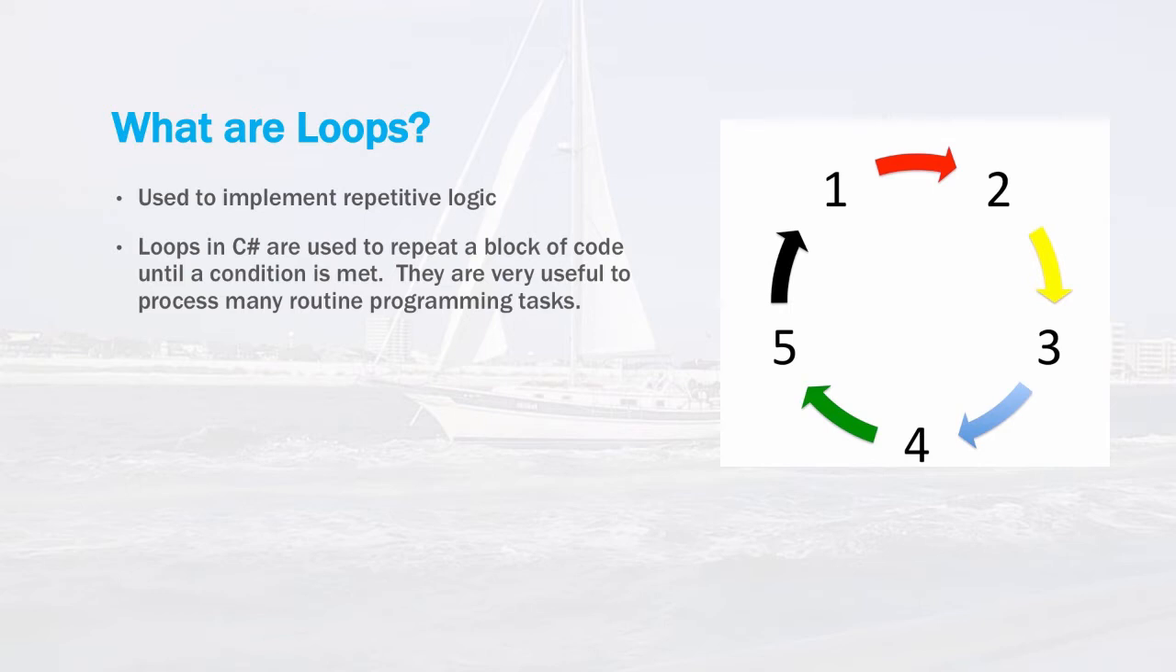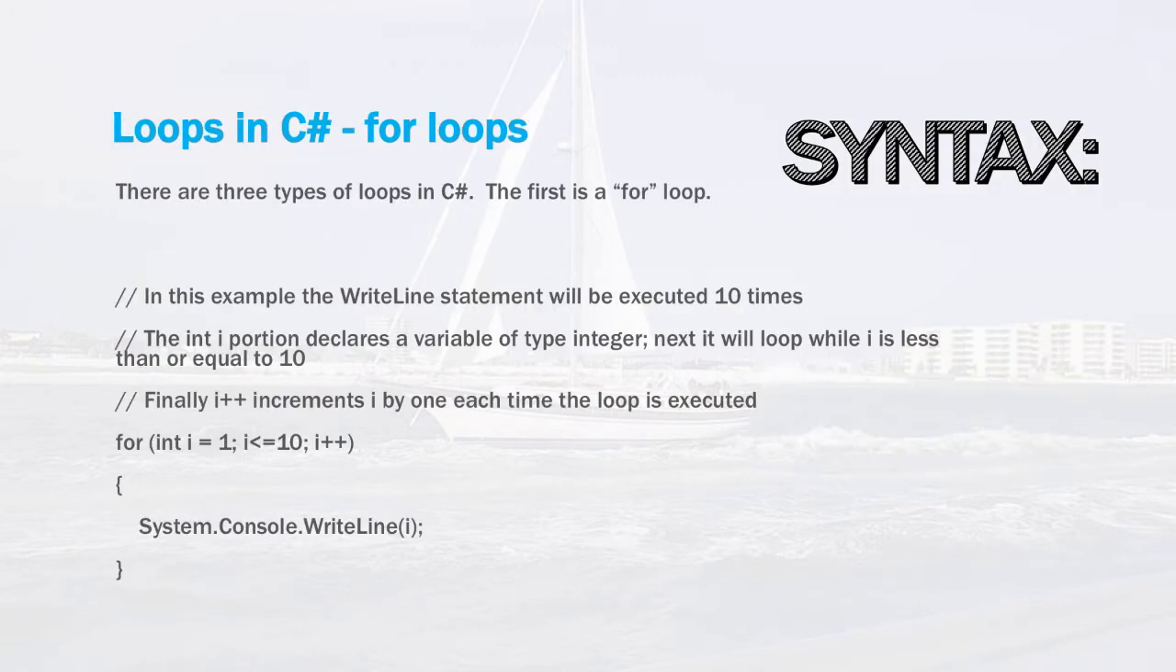There are three different types of loops in C#, so let's look at each one of those and the syntax for those. The first type of loop we'll look at in C# is the for loop. The example code is listed on this page. It starts with the for, and you'll notice that there's an integer of I declared, and it loops from I equal 1 to I less than or equal to 10, which is the terminating condition, and then the last part of the loop says I++, which means it will take 1 and add it to I each time the loop is calculated.